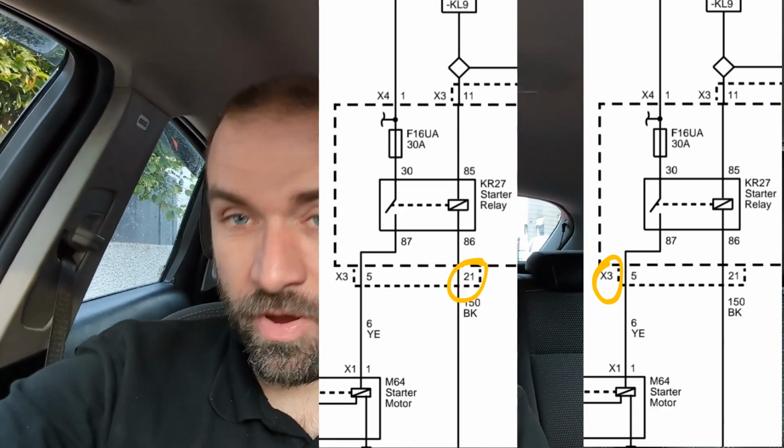Okay, I've just taken some time off camera to remove the fuse box. And if we look at the wiring diagram, we can see that this pin 86, which is our ground, for this starter relay, is on connector X3, and it's pin 21. Now these fuse boxes are actually quite nicely labelled. The connector numbers are quite nicely labelled, so I'm going to commend Vauxhall for that.